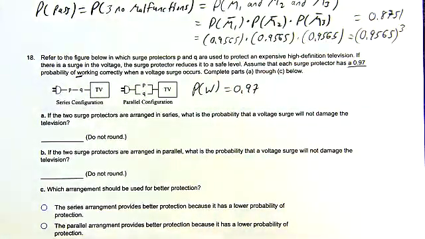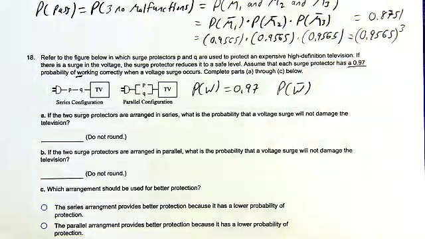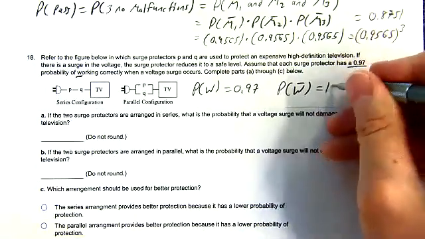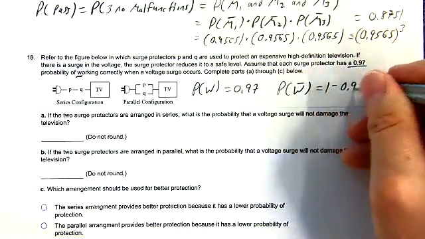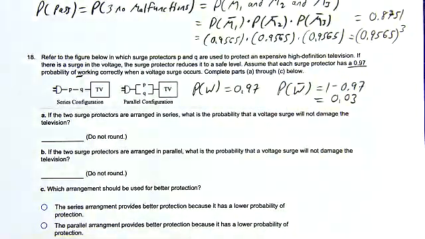Now let's immediately, and I encourage you to do this on a test for partial credit at least, write the probability that it doesn't work. Well, it's just 1 minus that number, or 3%, 0.03. So there's a 3% chance that the thing doesn't work, there's a 97% chance that it will.